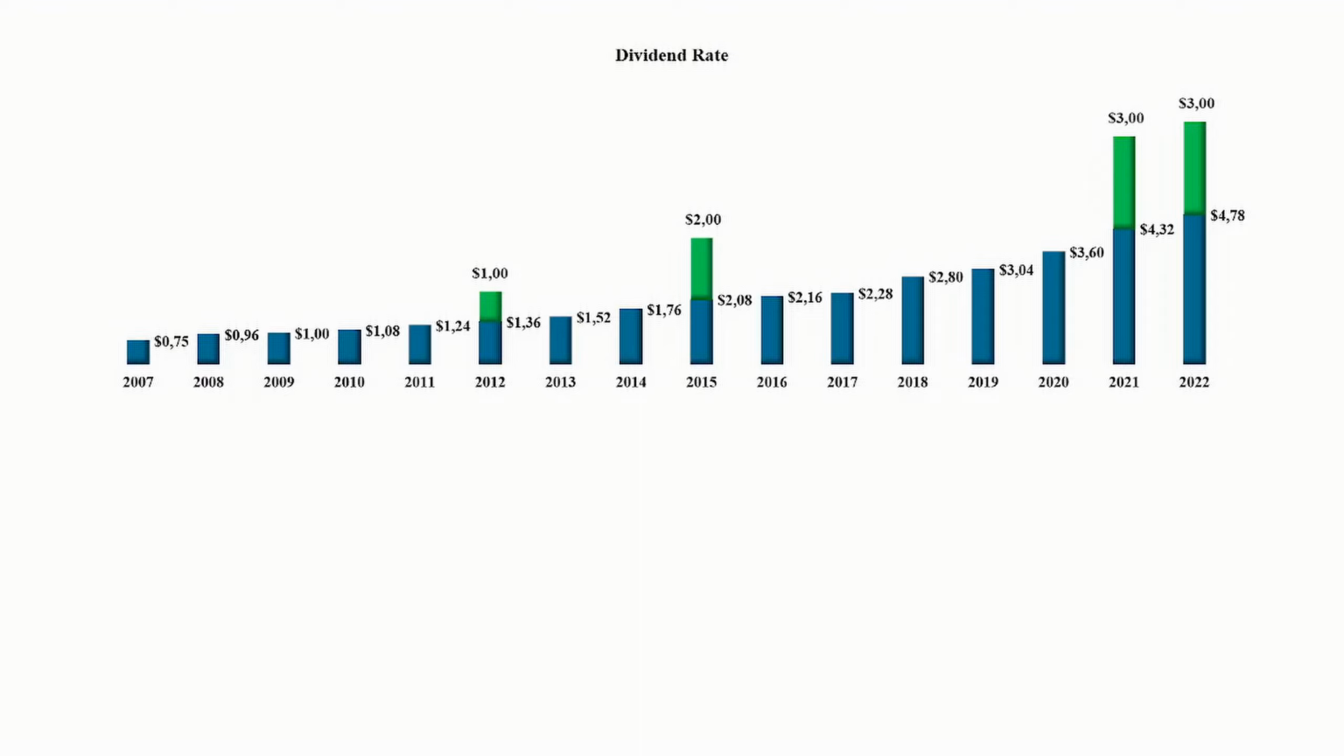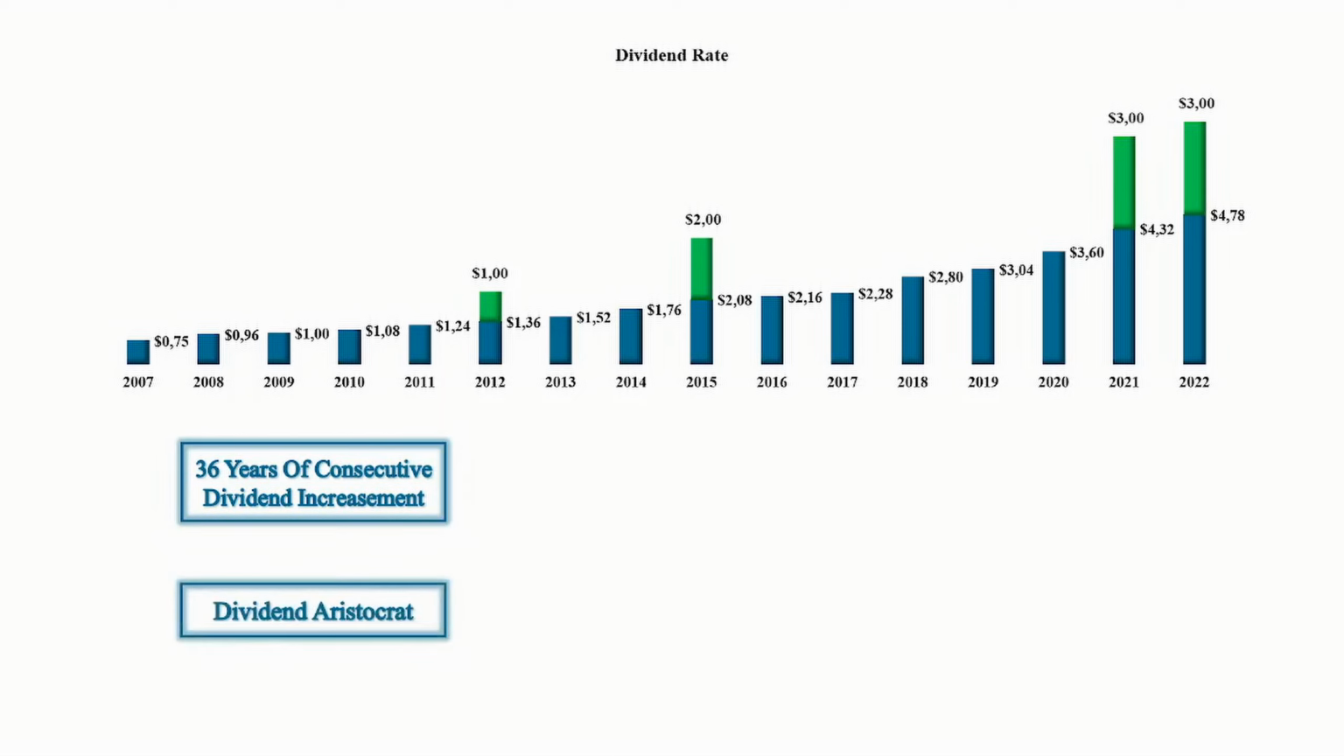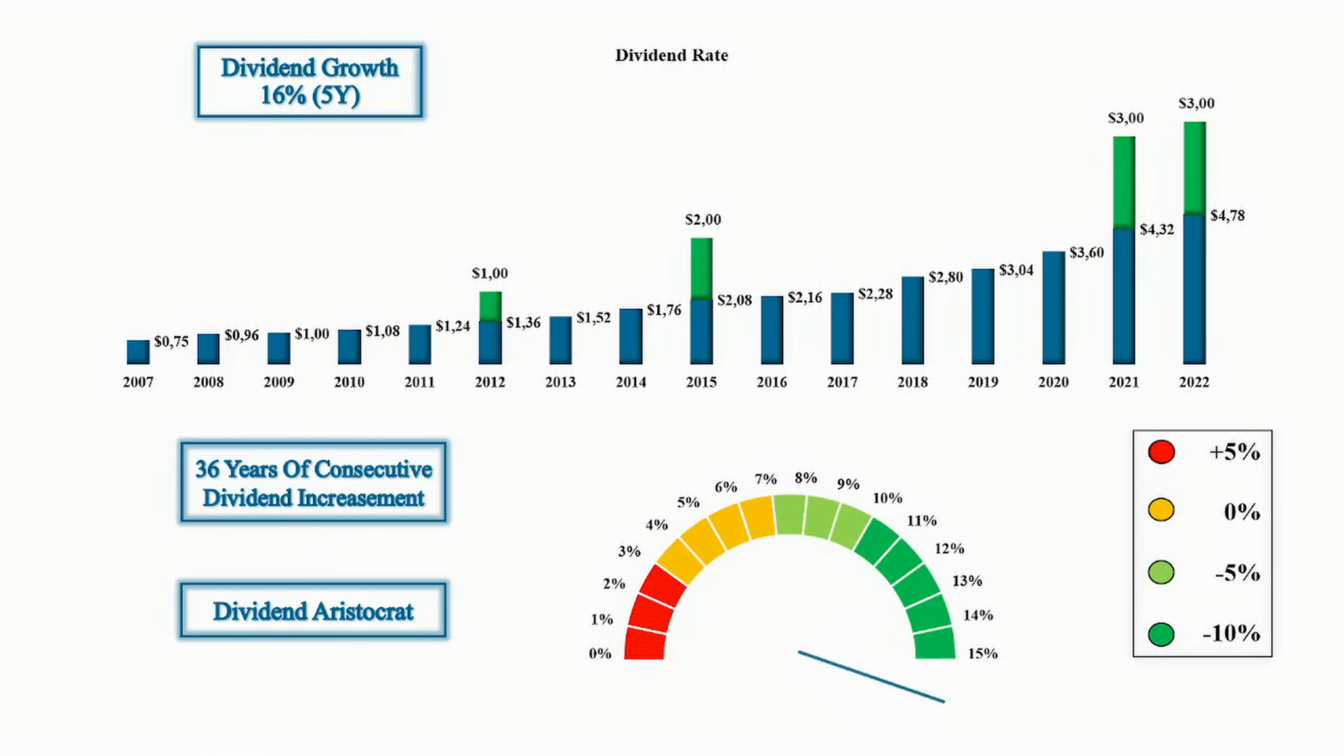T Rowe Price has paid and increased the dividend for 36 consecutive years, which makes them a solid dividend aristocrat. In the last 5 years, the average dividend growth without the special dividend was 16%. A dividend growth of 16% is quite high. It is even outside my rating scale. Therefore, I'll subtract 10% from the margin of safety for the dividend growth. By looking at the payout ratio, I'll find out if this high dividend growth is sustainable for the company.